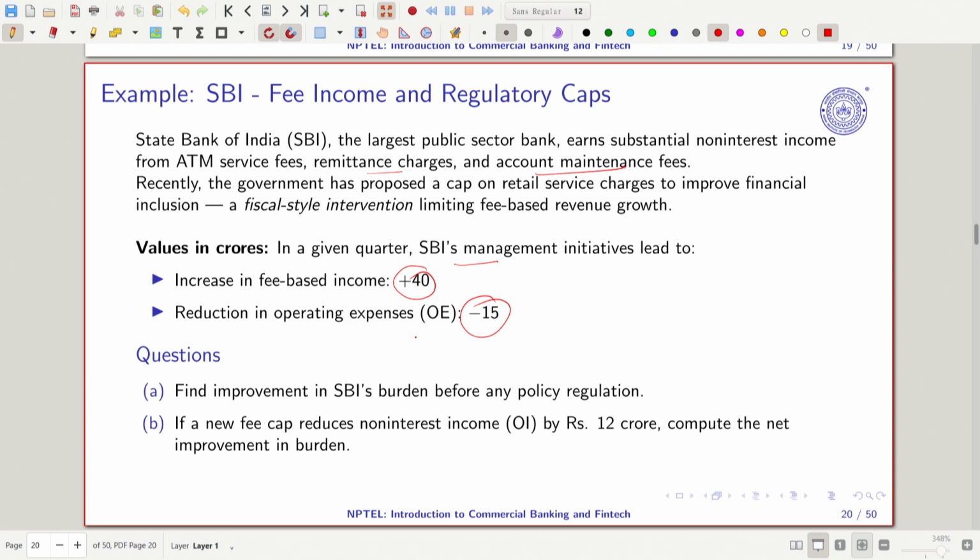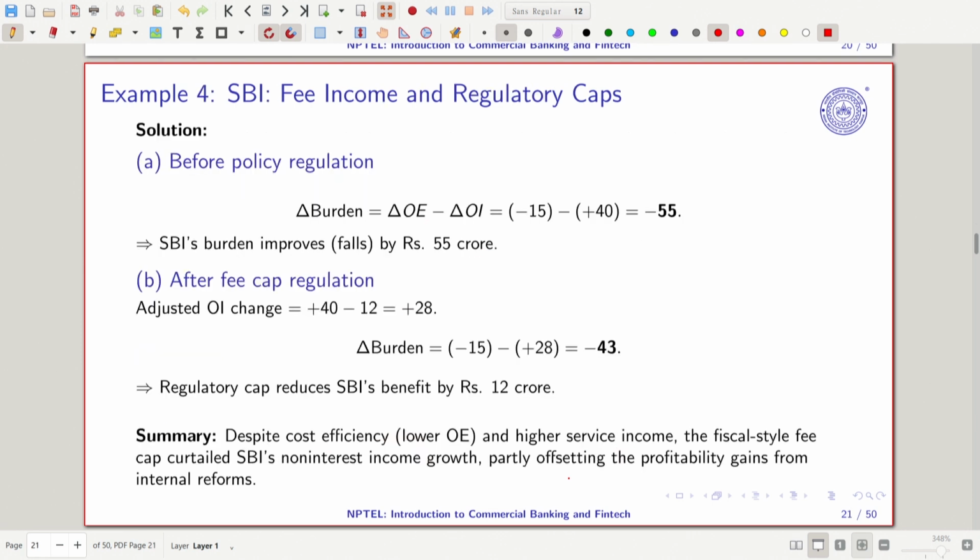If you are told to calculate the improvement in SBI's burden before any policy regulation, and a new fee cap reduces non-interest income by rupees 12 crore, compute the net improvement in the burden. So, this is what we have. Suppose there is a regulation coming from the government that you cannot charge a low maintenance fee or zero maintenance account fee, then SBI will not be able to charge. So, because of that it has come down.